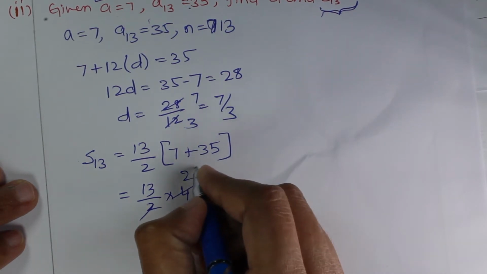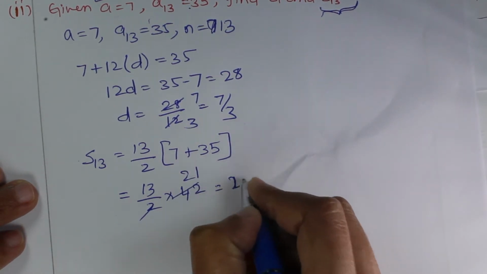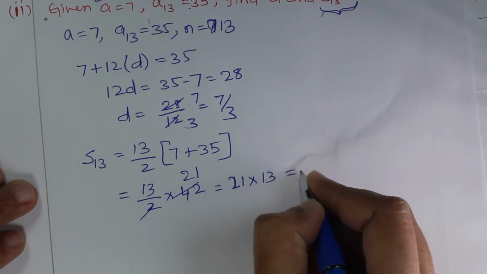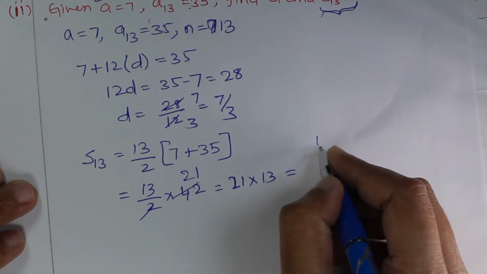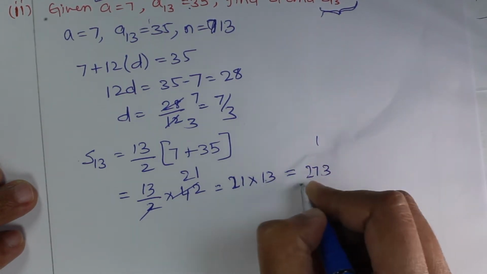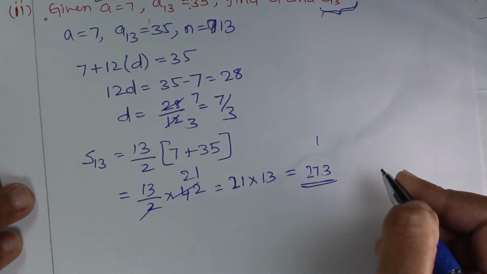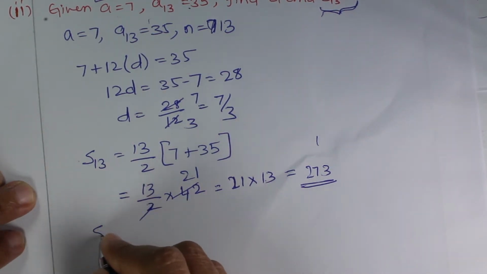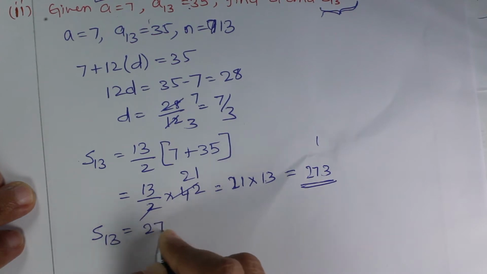2 2s are 4, 2 1s are 2. 21 × 13. That is equal to 13 1s are 13, 13 2s are 26, 273. So the sum of the first 13 terms in this series is S13 is equal to 273.